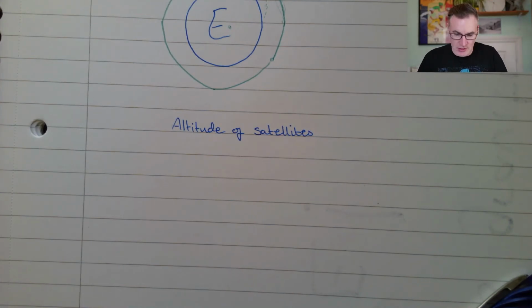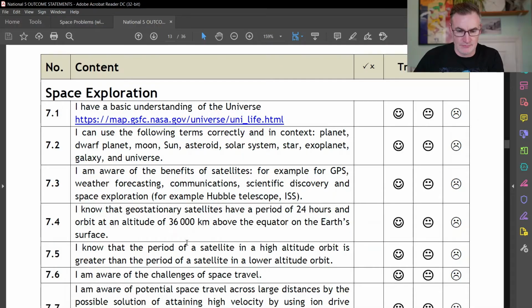If you remember back to our learning outcomes, I know that the period of a satellite in a high altitude orbit is greater than the period of a satellite in a lower altitude orbit. So we've obviously got to know something about the altitude of satellites and how that affects what we would call their period.